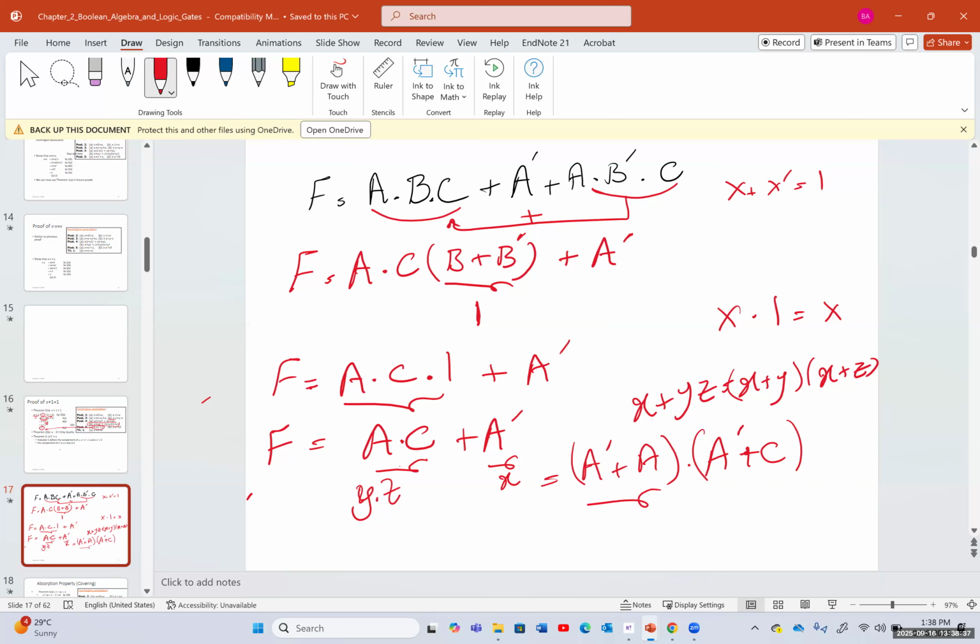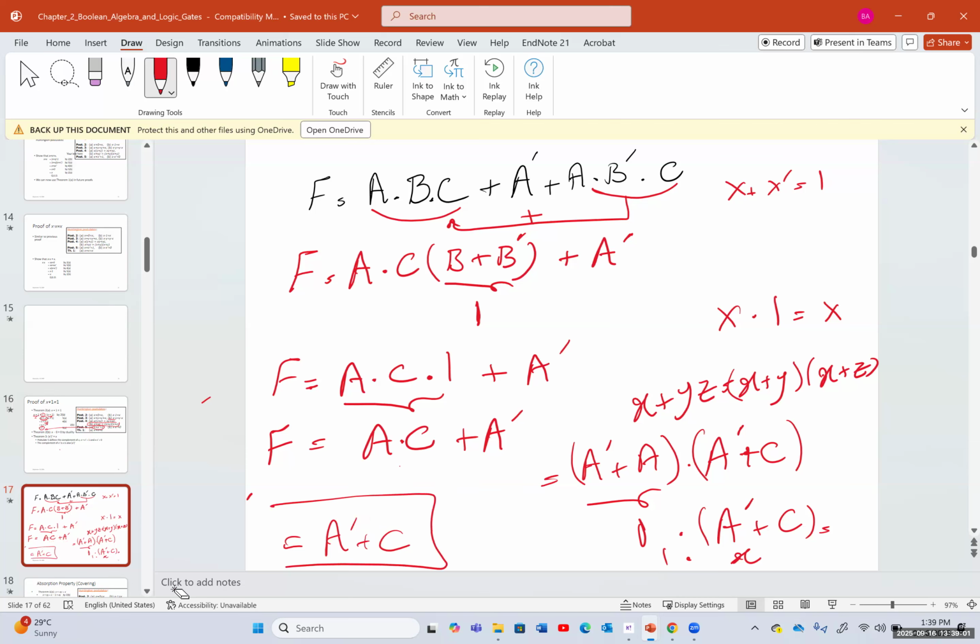What is A plus A prime? And this would be multiplied by A prime plus C. What is X and with 1? This X, which is going to be what? A prime plus C. So the final answer would be A prime plus C. F would be equal to A prime plus C.